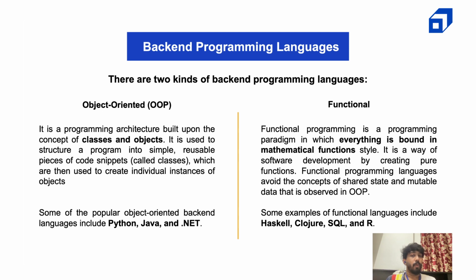Some of the most popular object-oriented programming languages are Python, Java, and .NET. .NET is a framework, not a programming language. Under .NET there is C Sharp, VB.NET, and F Sharp. There are multiple programming languages which you can go ahead with, but C Sharp is the most popular language in .NET. Next come functional programming languages. As I already told you, everything is bound in mathematical functions.